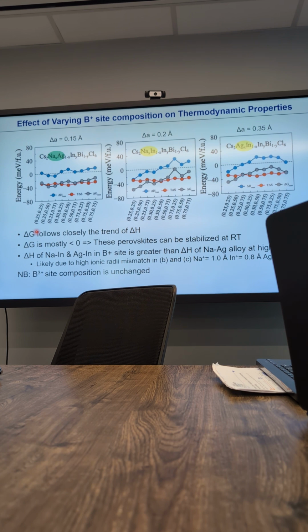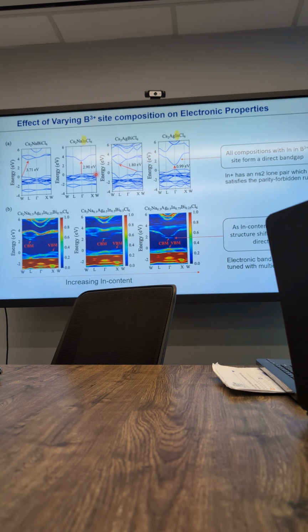Yeah. On why they chose for the B plus site to vary. This is now B plus, right? Because they were using that for B3 plus. Yeah, they use them interchangeably. But why? And I think the next result actually shows that the indium can actually tune the band gap. Oh. And they would show here, yes.